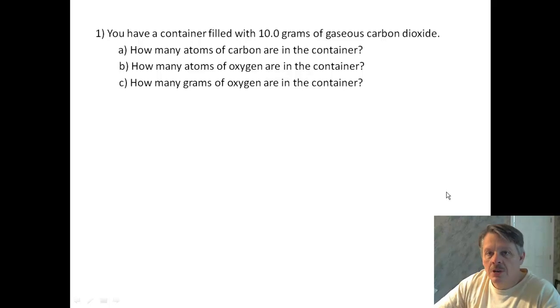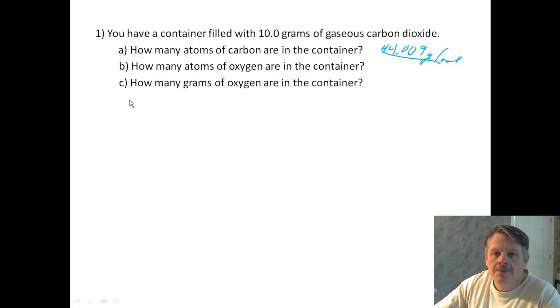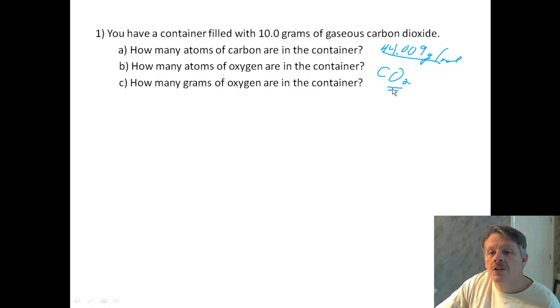We have a container filled with 10 grams of gaseous carbon dioxide. So when I look at carbon dioxide, I should know that carbon dioxide is 44.009 grams per mole. I'm not going to worry about that because I'm assuming you know how to do that by now. Now, what we have is CO2. So you really need to think about what carbon dioxide is. If I have 1 mole of carbon dioxide, I'm going to have 1 mole of carbon. But 1 mole of carbon dioxide is made up of 2 moles of oxygen. So I need to understand those ratios between carbon dioxide, carbon, and oxygen.